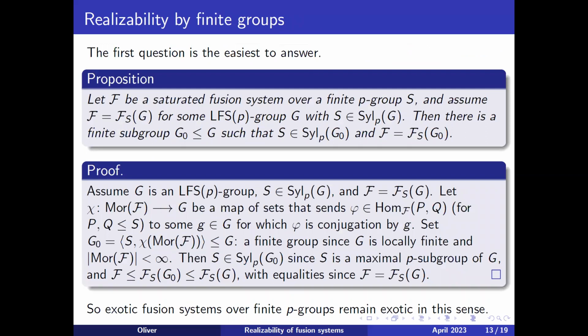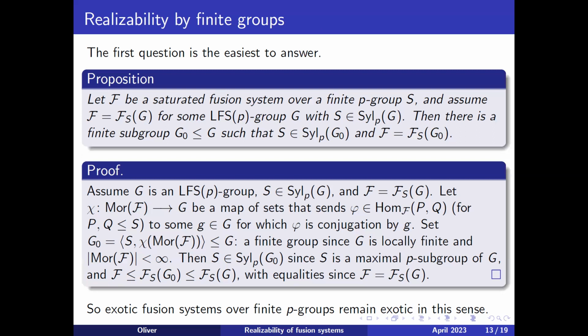Okay, so the proposition says that if F is a saturated fusion system over a finite p-group S, and realized by some infinite group G, a locally finite p-group G with Sylow subgroup S, then there is a finite subgroup of G that also realizes it in the more strict sense. So in particular, G_0 has to contain S.